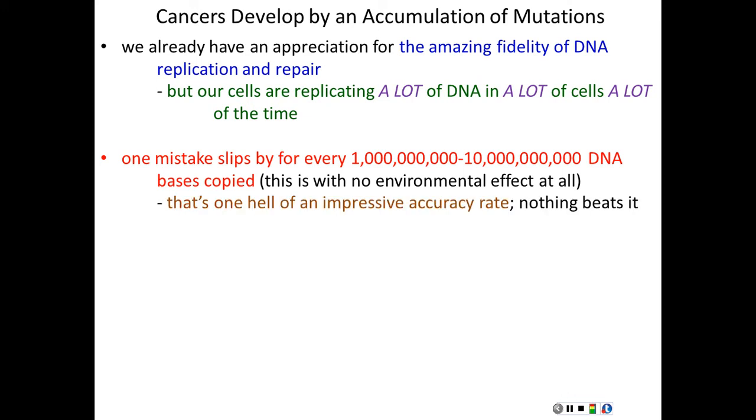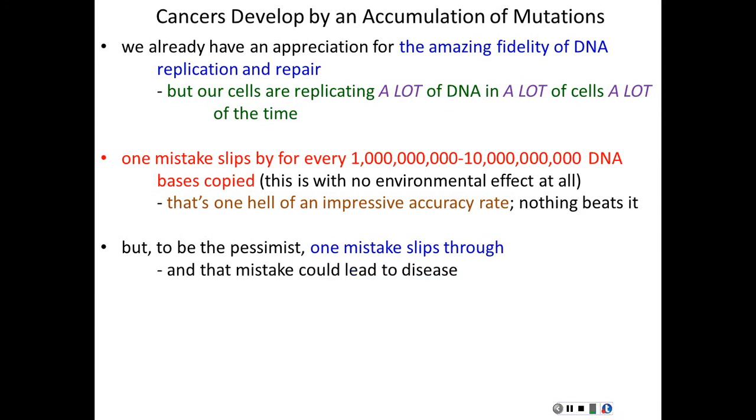Is that an awesome error rate? It's unbelievable. It's one hell of an impressive accuracy rate. There's nothing known that is more accurate than DNA polymerase. But mistakes slip through. To be pessimistic, one mistake slips through every 1 to 10 billion DNA bases, yeah, but one mistake slips through. And that mistake could lead to disease.